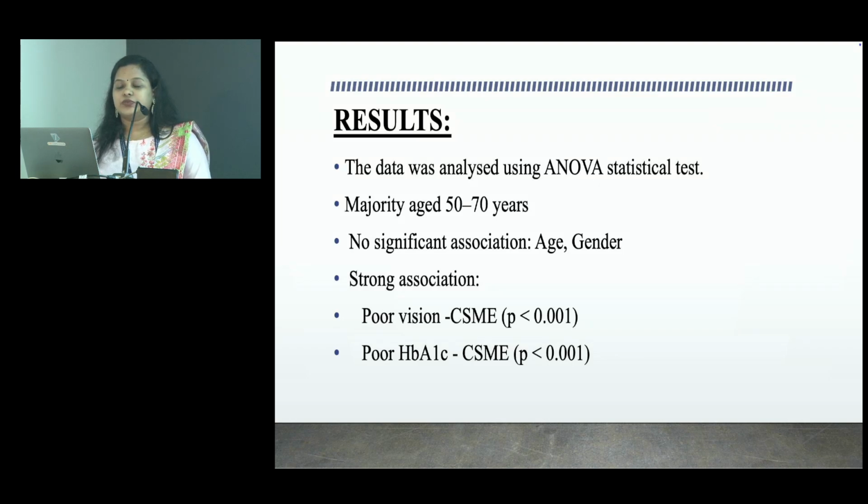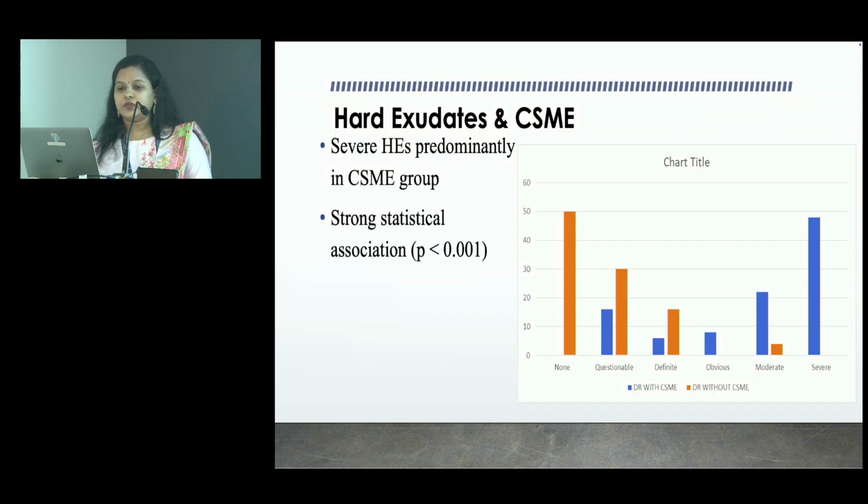Majority were aged 50 to 70 years. No significant association with age and gender. Strong association with poor vision and poor HbA1c. Association with hard exudates and clinically significant macular edema. Severe hard exudates are predominantly in the CSME group.